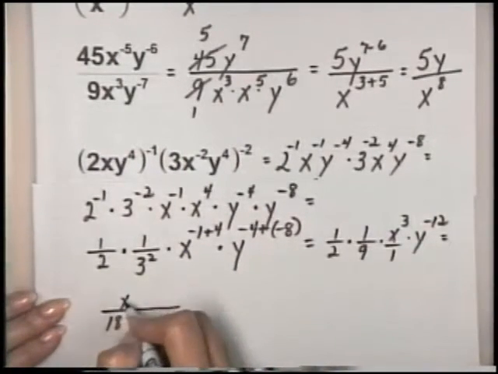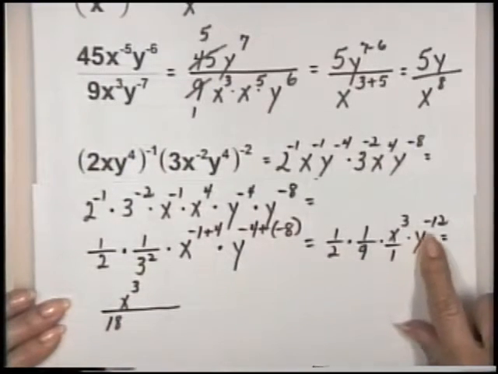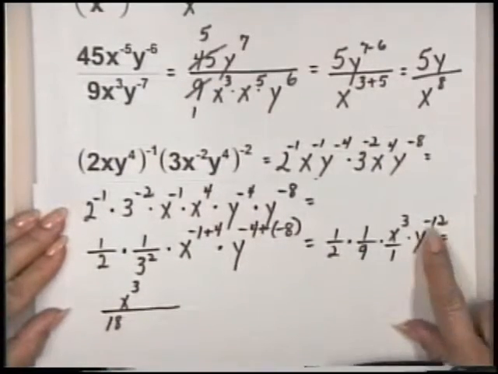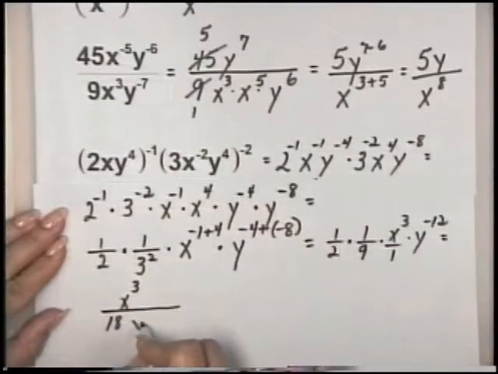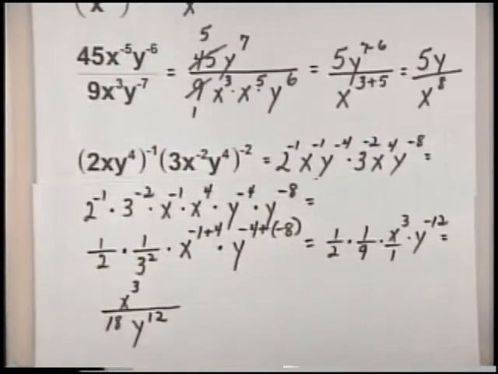I can think of that x cubed as being over 1, so I will have x cubed in the numerator, and I would have y to the negative 12, but y to the negative 12th would go to the denominator as y to the 12th. So my final answer would be x cubed over 18 times y to the 12th.